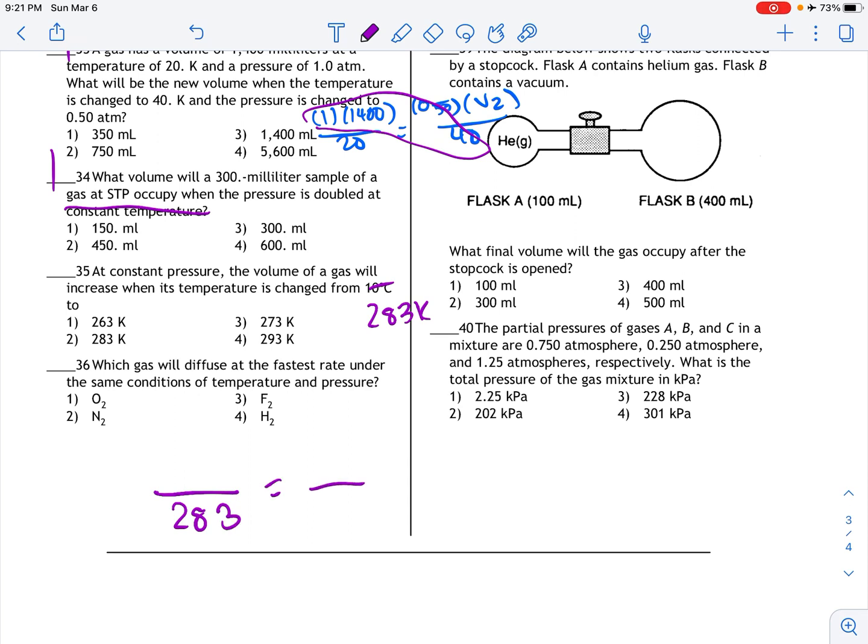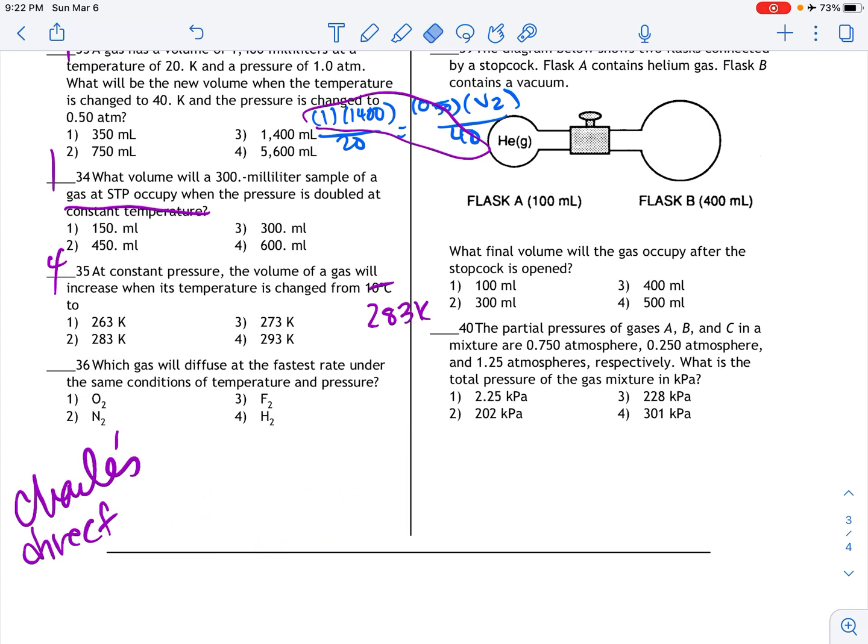It says at constant pressure, volume increases. So this is Charles's law, and it's a direct relationship. If the volume of the gas increases, whatever it is, you're going to have to increase the temperature too. So you need something higher than 283. And the only thing higher than 283 is 293. So that's our answer. That's not neat and tidy, but you know.